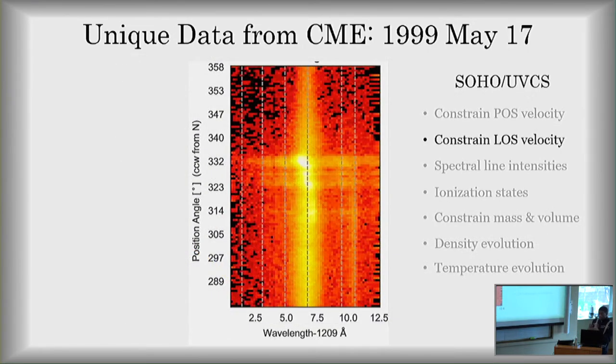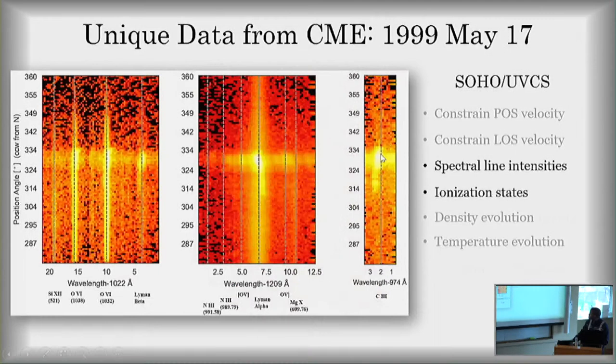This is spectra. This is a spectrometer. So obviously we also get Doppler shift information. So we can constrain the line of sight velocity of the CME as well. This is a segment of the UVCS detector. So the x-axis is wavelength. There's that Doppler shift information. And the y-axis is just the position along the slit.